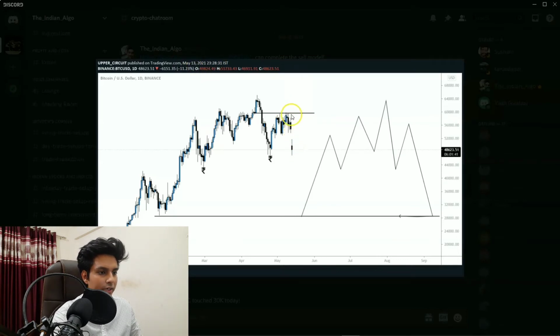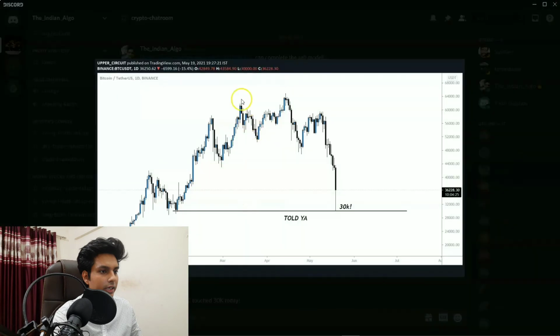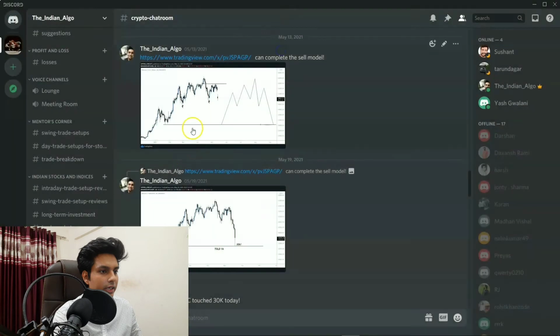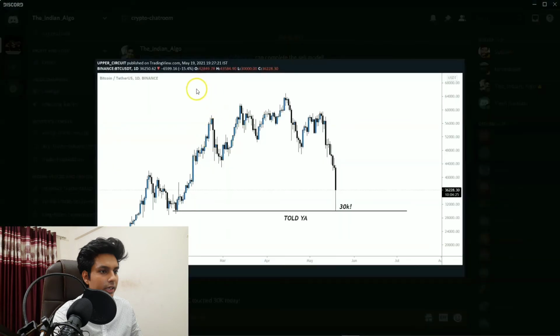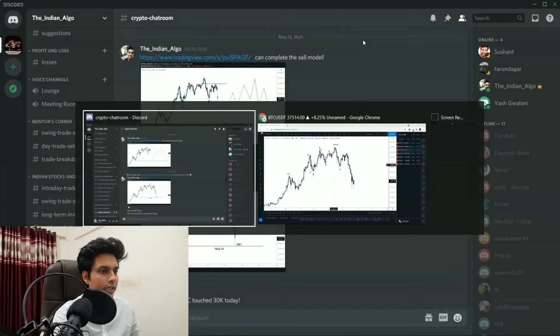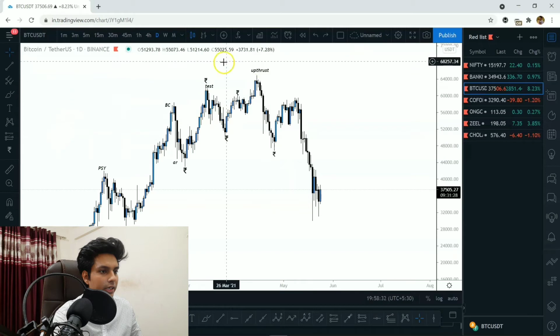I already understood that the prices were going to fall from here, and that's the reason for the structure that I've marked, and this is where I was expecting the prices to fall, 30K. Now what we see just after that, on May 19th: this was drawn on May 13th, and this is what we have on 19th May. The prices touched 30K. We also got bad news, that China has banned cryptocurrencies, I guess. So this is what we can understand by Wyckoff.